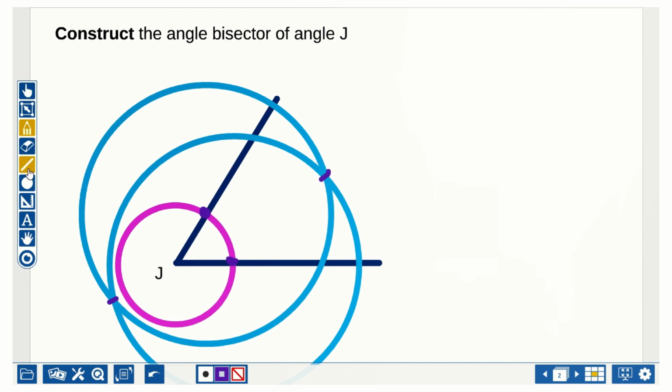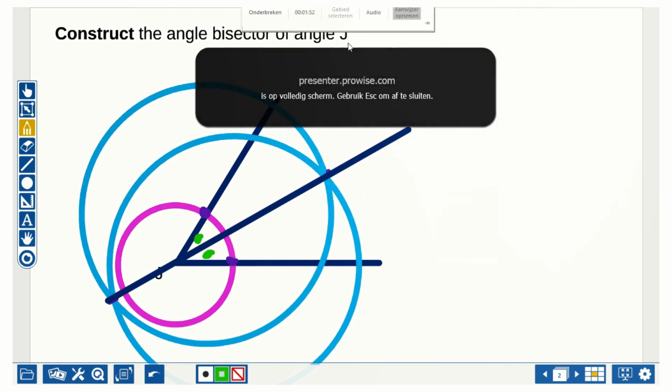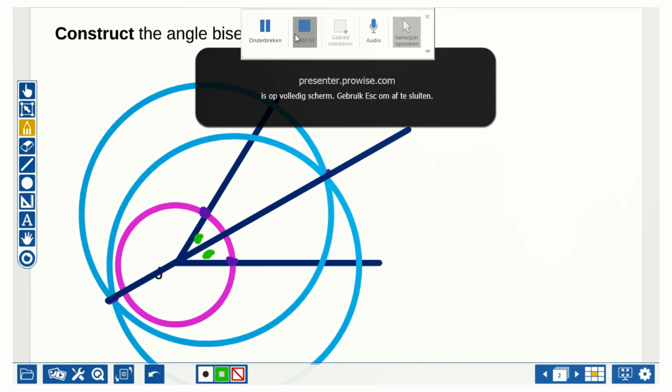And again, we are going to draw the line through it. And now we have drawn the angle bisector of angle J. And don't forget the finishing touch to make sure that you do not forget the equality signs. So this is how you construct the angle bisector. And again, it doesn't really matter how big the circles are, as long as the blue circles are bigger than the pink one, and that the pink one intersects with the arms of angle J.